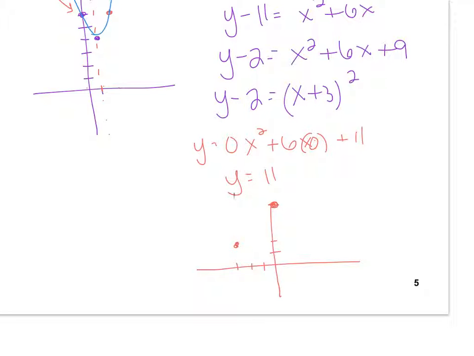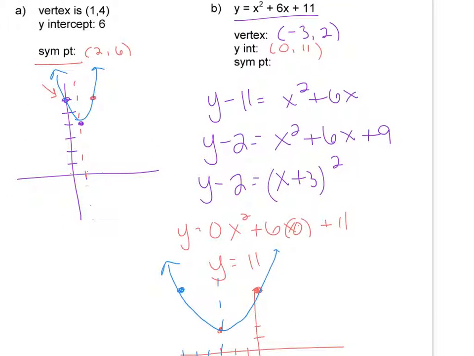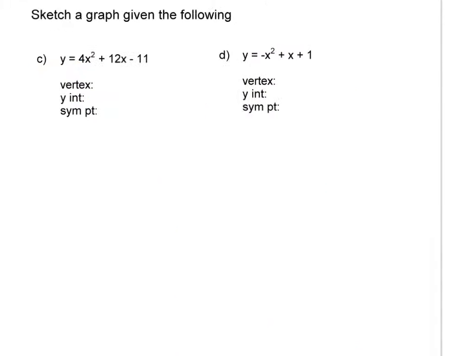So here's my axis of symmetry. Now it's 3 units to the right and then 9 up. So we're going to go 3 to the left and then the same spot on the y-axis. So my symmetric point is going to be at negative 6, 11. So hopefully that makes sense.